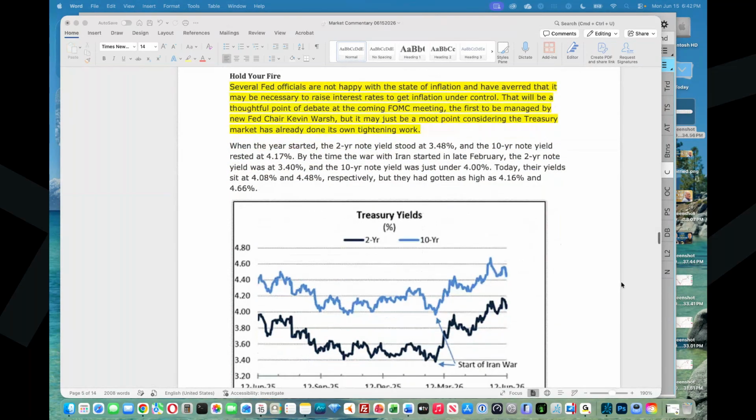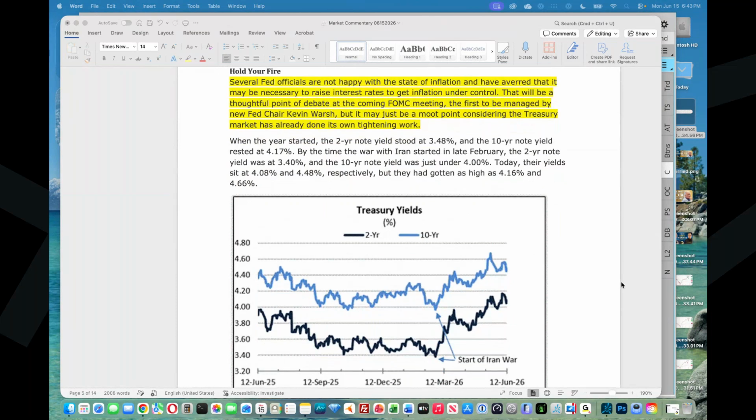Several Fed officials are not happy with the state of inflation, and they've averred that it may be necessary to raise interest rates to get inflation under control. They've been debating about that. We had the most opposition to the Fed's decisions, and it was more about the way that they were speaking, right? It wasn't that they didn't agree last time. They agreed on the Fed's policy rate, but they didn't agree on the words that were being said.